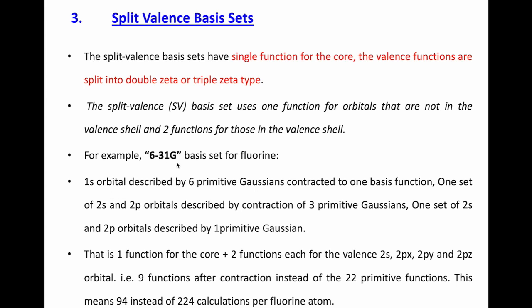For example, the 631G basis set for fluorine. Here, the 1s orbital is described by 6 primitive Gaussians contracted to one basis function. One set of 2s and 2p orbitals is described by the contraction of 3 primitive Gaussians. One set of 2s and 2p orbitals is described by one primitive Gaussian.